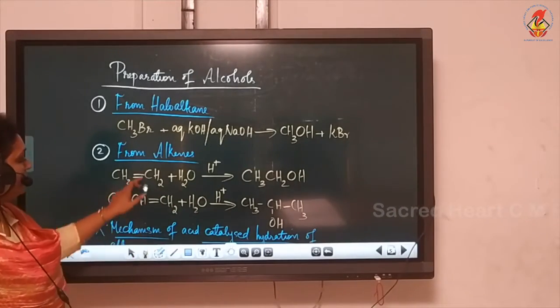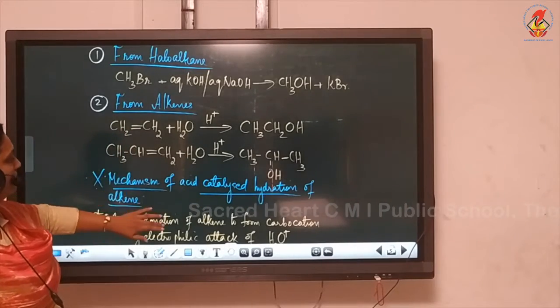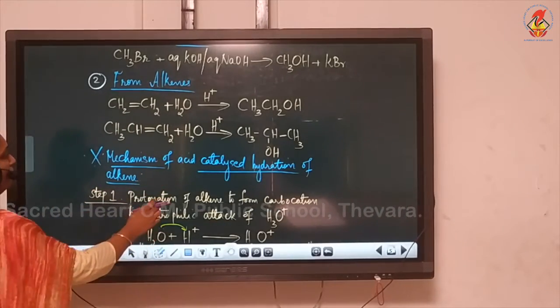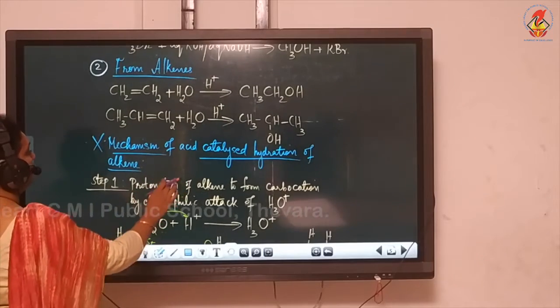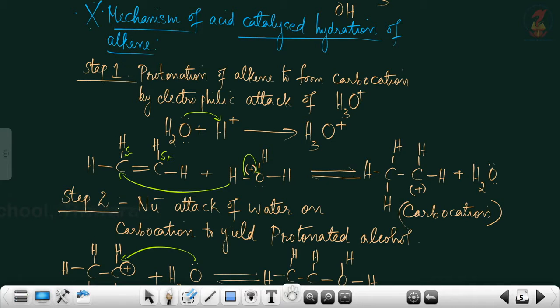Now, here comes the first mechanism from this chapter. The mechanism of acid-catalyzed hydration of alkene to form alcohol. It takes place in three steps. The first step is protonation of alkene to form carbocation by electrophilic attack of H3O plus.